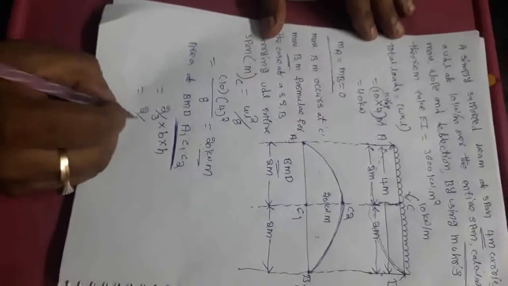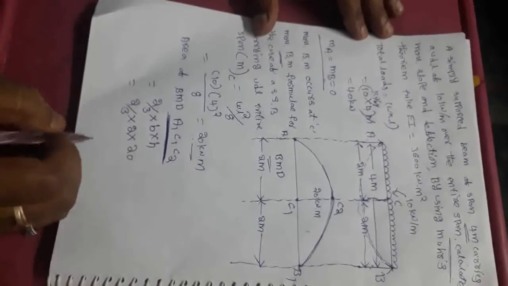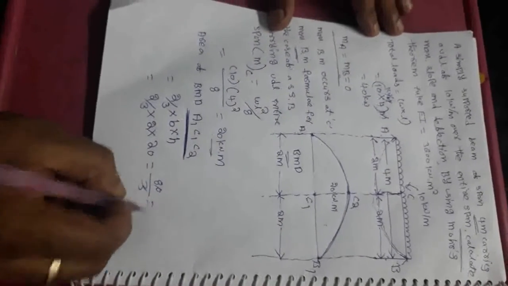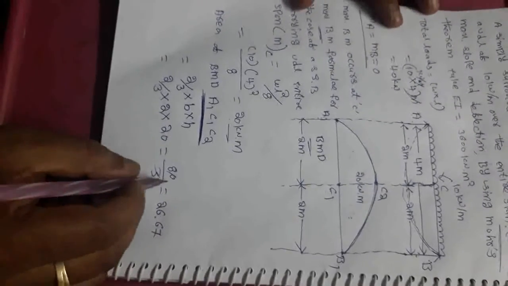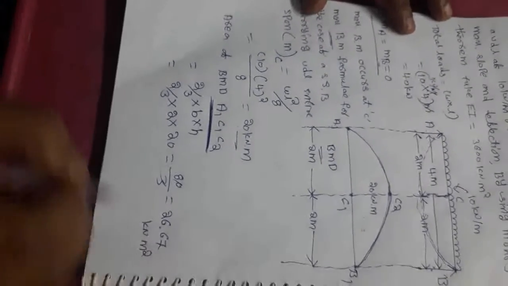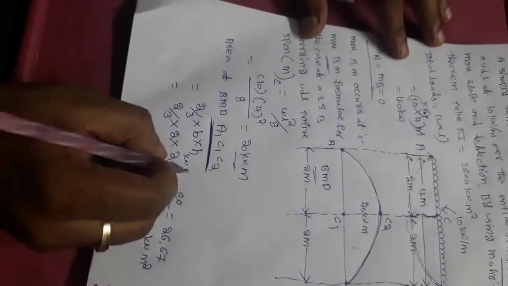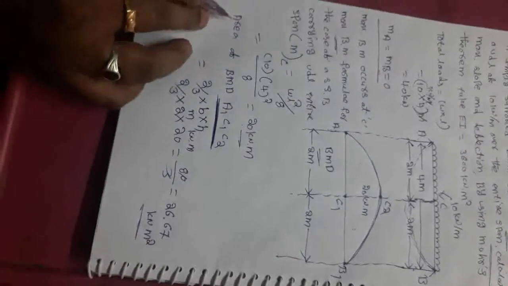So 2 by 3, with base equal to 2 and height equal to 20. Here 2 into 2 is 4, 4 into 20 is 80, by 3. Simplifying, you get 26.67 kilonewton meter square. Why? Because the height is in kilonewton meter and the base is in meter, so kilonewton meter square is the unit of this area.